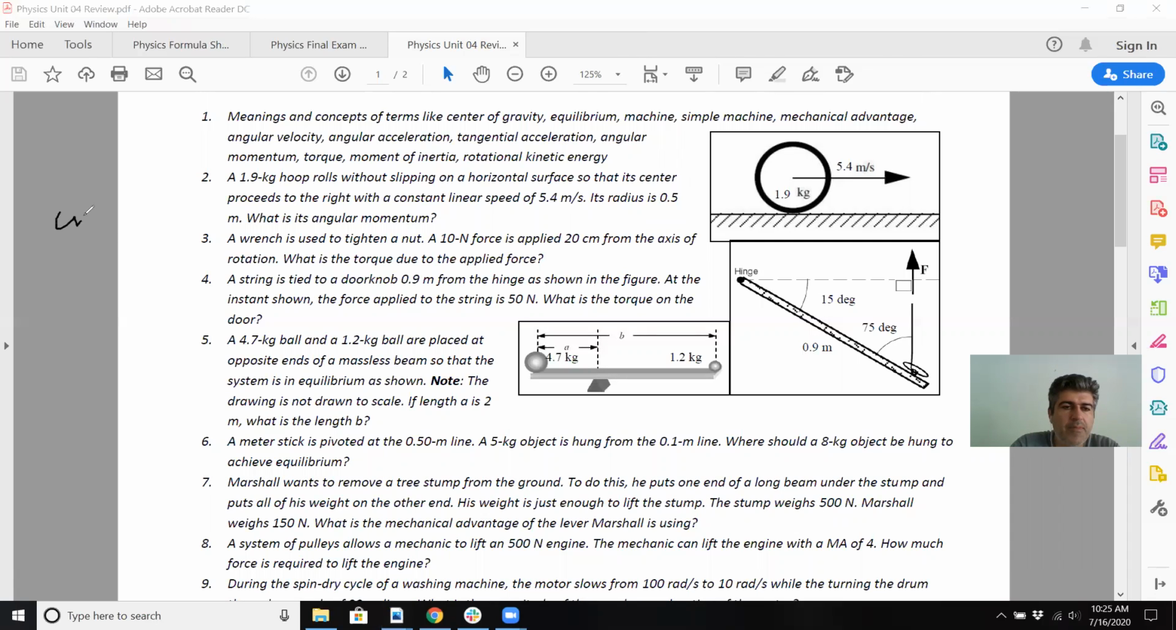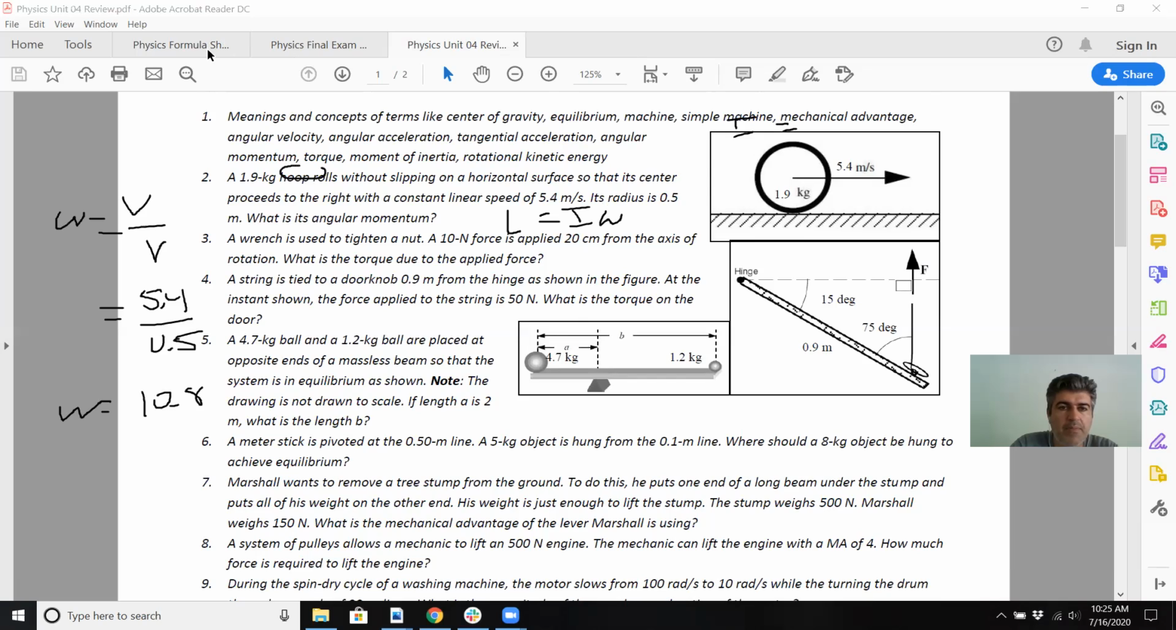Remember, omega is V over R, so it's going to be a little sloppy, I apologize. Your V is 5.4, your R is 0.5, so your omega is going to be 10.8. And remember, L, angular momentum, is I omega. Now your I is going to be your inertia. I has a lot of different formulas. They tell you this is a hoop.